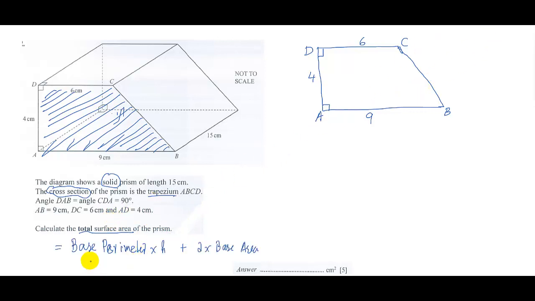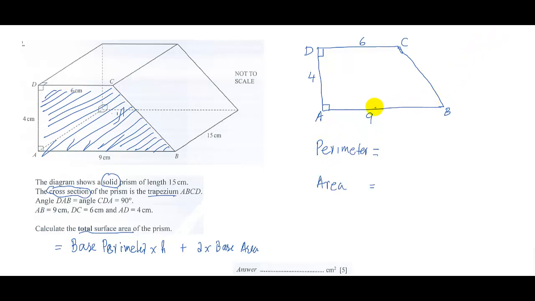And the formula of the total surface area of the prism is base perimeter multiplied by height plus 2 times base area. So here we have to find both the perimeter and the area of the base, that is the cross section.